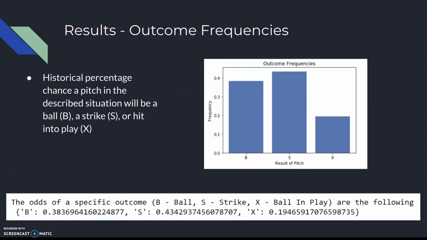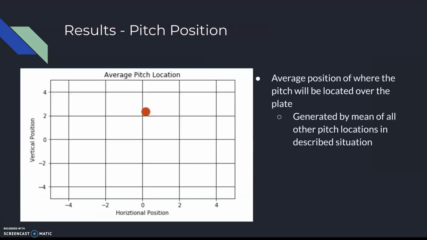The outcome frequencies show the user how likely a pitcher is to throw a ball, strike, or hit into play based on their historical performance in the described situation. The final data shown by SPB is pitch position. This is generated by averaging the location of all of the pitches that the pitcher has thrown in the described situation, and those numbers will be shown graphically and numerically.